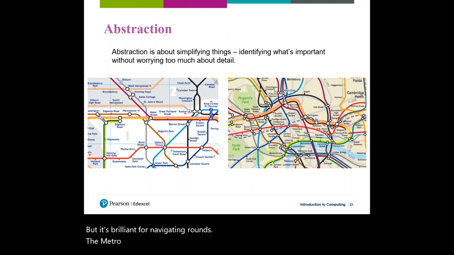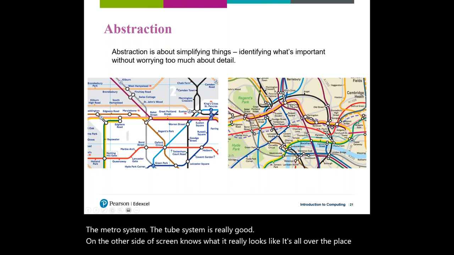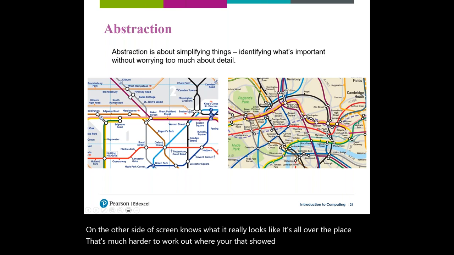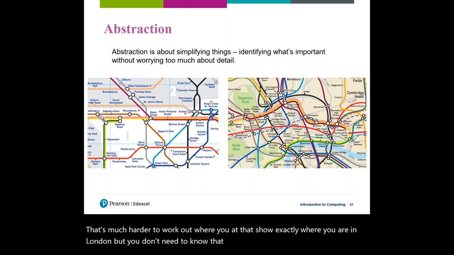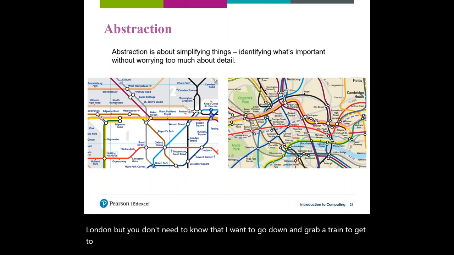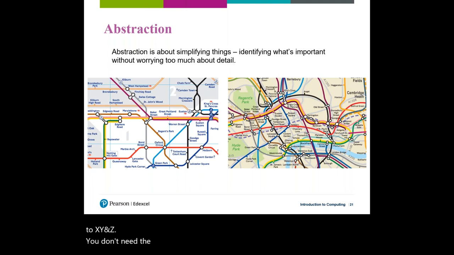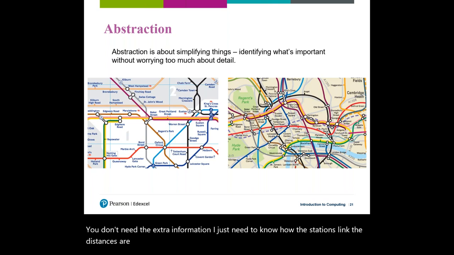On the other side of the screen, there's what it really looks like. It's all over the place. That's much harder to work out where you are. That shows exactly where you are in London, but you don't need to know that. I want to go down, grab a train and get to X, Y, and Z. You don't need the extra information. I just need to know how the stations link. The distances are slightly irrelevant, so you can take that out.